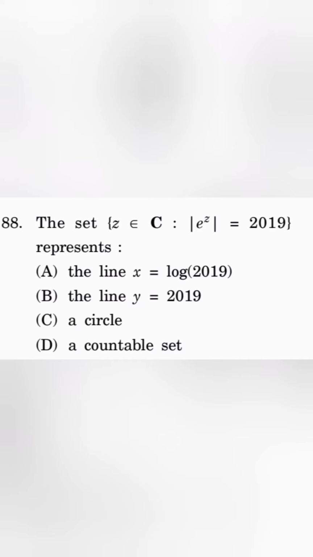This question is from the SAT examination. The question is: the set of z belonging to C such that the modulus of e raised to z is equal to 2019 represents what? Then we have four options. Option 1 is the line x is equal to log of 2019. Option 2 is the line y is equal to 2019. Option 3 is a circle. And option 4 is a countable set.